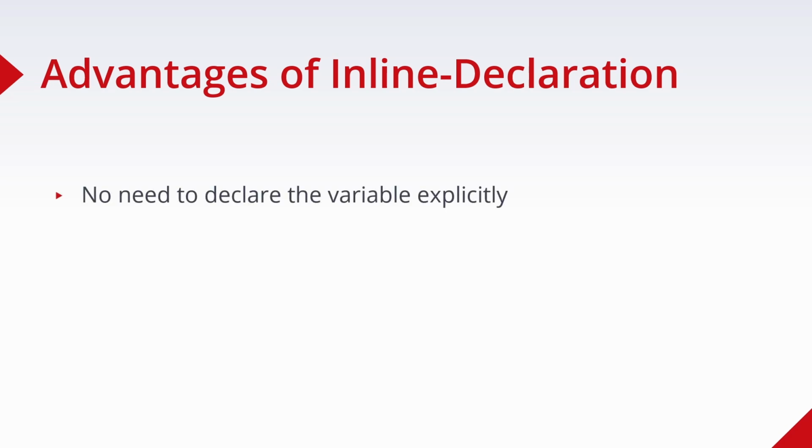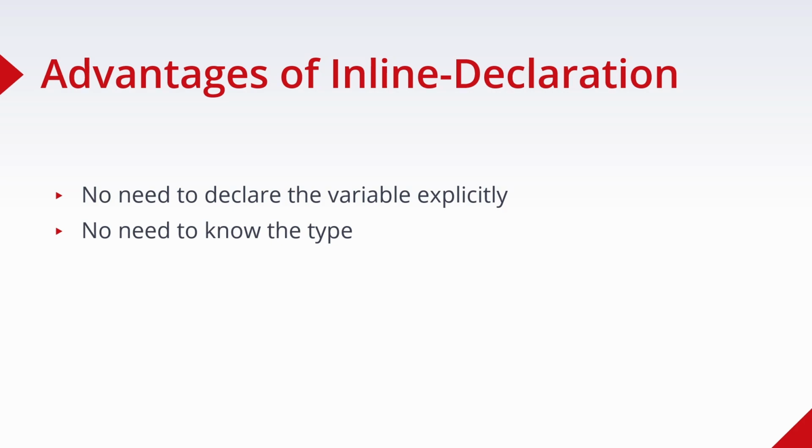First of all, I think the most obvious reason is that you don't need to declare the variable explicitly. Normally, in previous versions, at the top of your program you declared a lot of variables, and then you were able to use those variables later on within the program. But here and now, you don't need to declare the variables at the beginning explicitly.